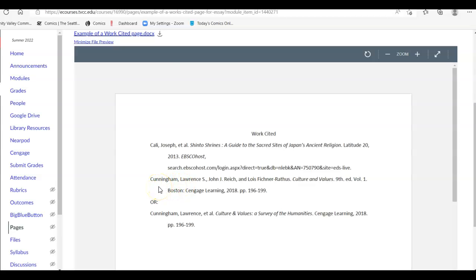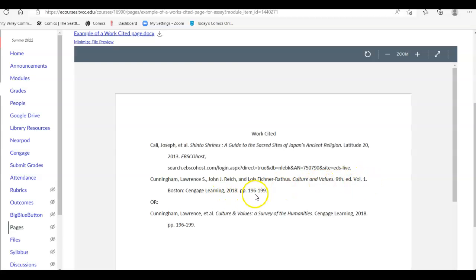When you use information from the textbook, you can cite it this way. Cunningham, Lawrence S., and then the other two authors who are with him, the editors. Title is Culture and Values. Notice that that is italicized. This is the 9th edition. In the case of what this references, it's volume 1. If you're using anything from chapter 13, 14, or 15, you would have volume 2 probably.